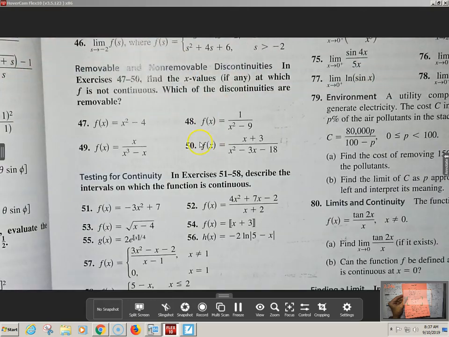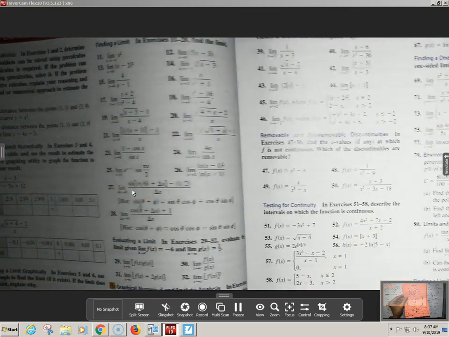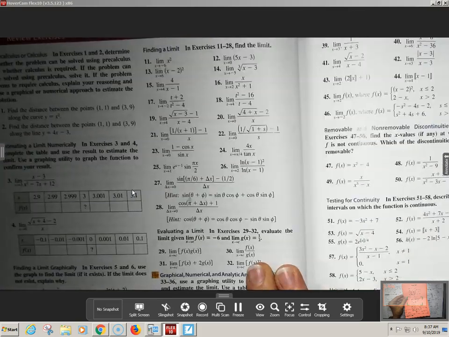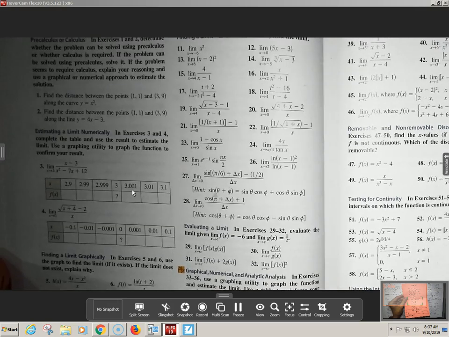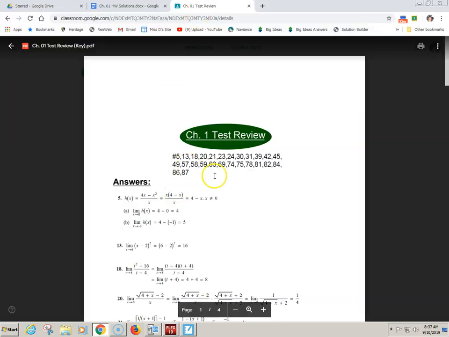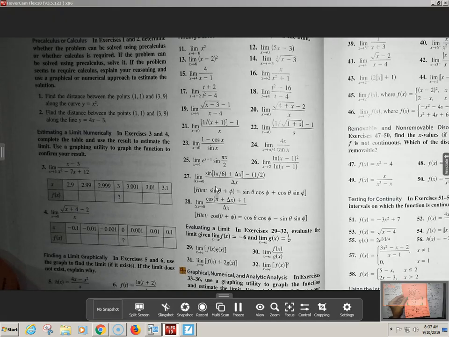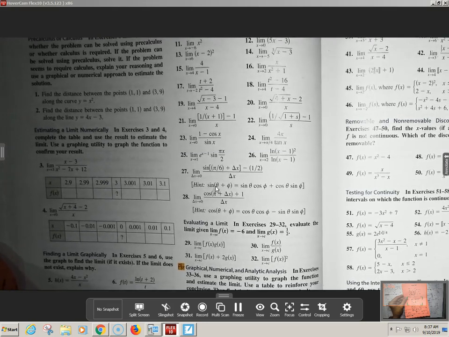I'm going to go ahead and zoom in on the beginning of your test review. If you guys want to take a picture of the screen, let's see. Where does your test review start? 5, 13, 18, 20, 21, 23, 24. Okay. Here we go.